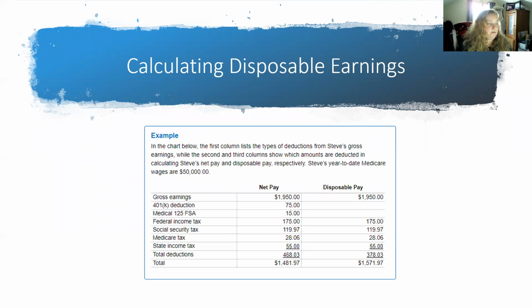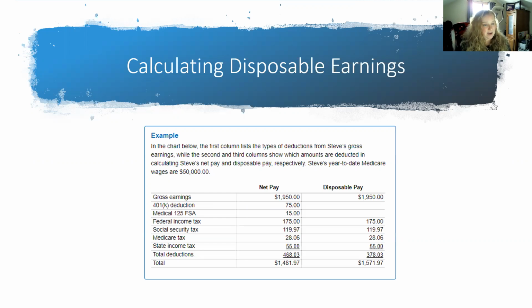So in the chart below, the first column lists the type of deductions for Steve's gross earnings, while the second and third shows which amounts are to be deducted to calculate Steve's net pay and disposable pay. So he is making $1,950. He has a 401k deduction of $75. Is 401k required by law? Nope. So it's not going to be in the disposable pay column. It is going to be in the net pay column. A medical FSA, again, not required by law. That's why it's not in the disposable pay column. It is in the net pay column. Federal income tax, required by law. So that is in both. Social Security, Medicare, and state, same thing.